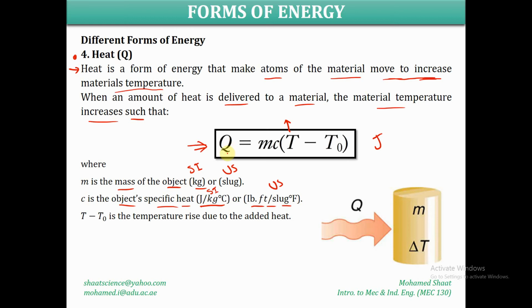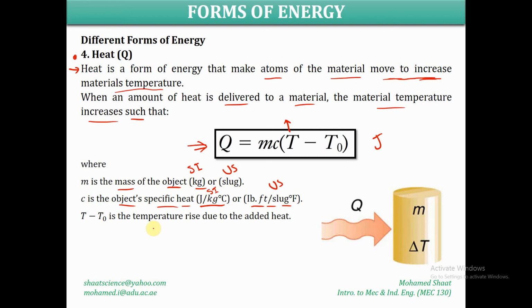A negative heat means that we are absorbing heat. We are taking heat from this material. Like if you have a hot piece and you're going to put it over a cold ice, the cold ice is going to absorb heat and cool it down. So in that case, you are going to decrease the temperature.